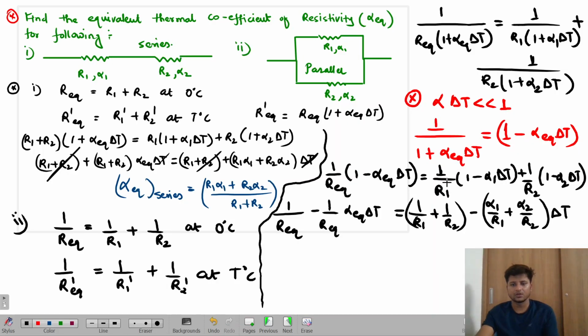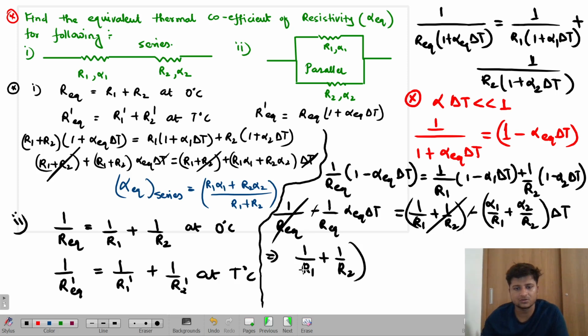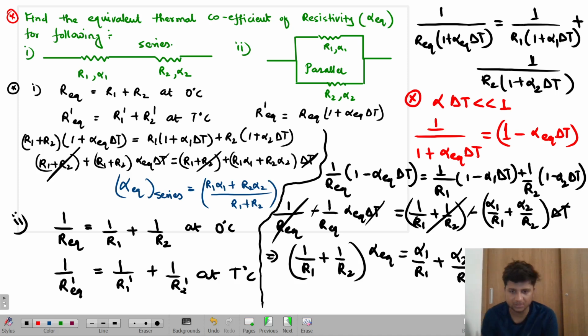Isn't it? So this, once again, this and this got cancelled, isn't it? So minus minus will also cancel. And 1 by R equivalent is how much? Nothing but 1 by R1 plus 1 by R2. So 1 by R equivalent into alpha equivalent delta T is equal to, delta T will also cancel, isn't it? So it is alpha 1 by R1 plus alpha 2 by R2. This is your answer. Are you able to get me or not?